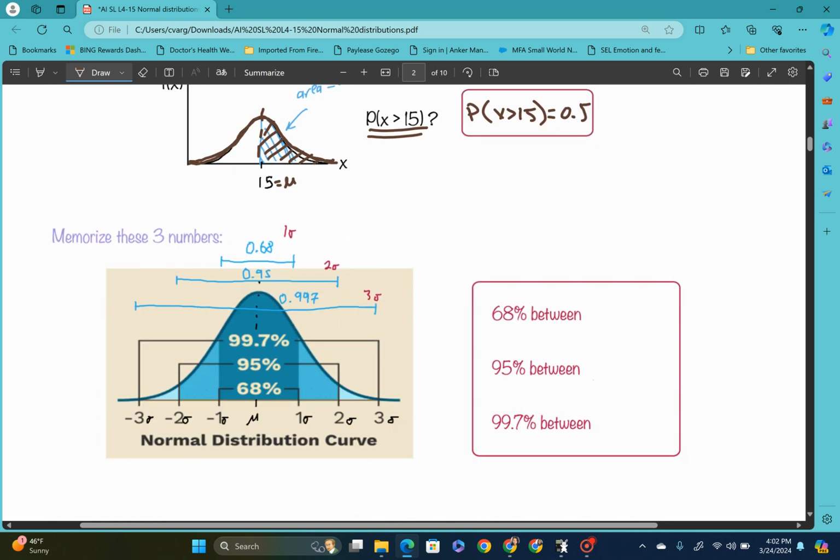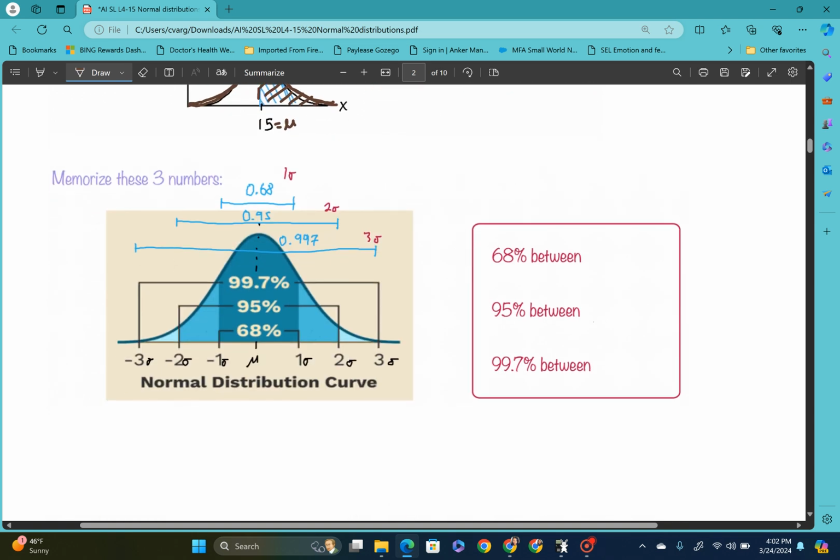All right. So how this comes into play is whenever there's a curve, our mean is the number that's right down the middle. That's our normal curve. And this is one standard deviation above the mean, and this is one standard deviation below the mean.